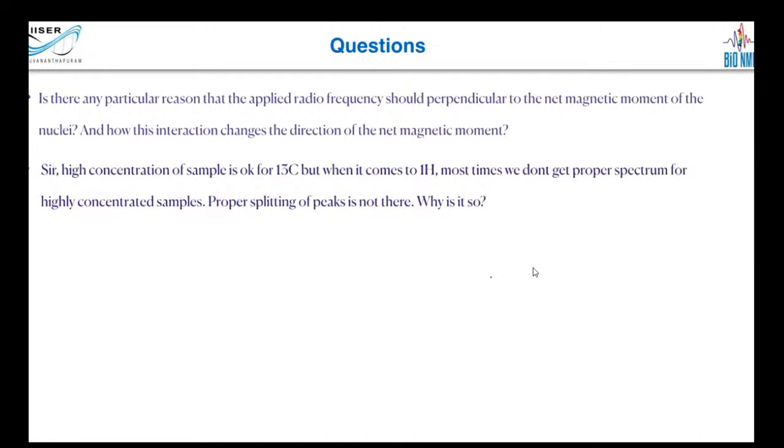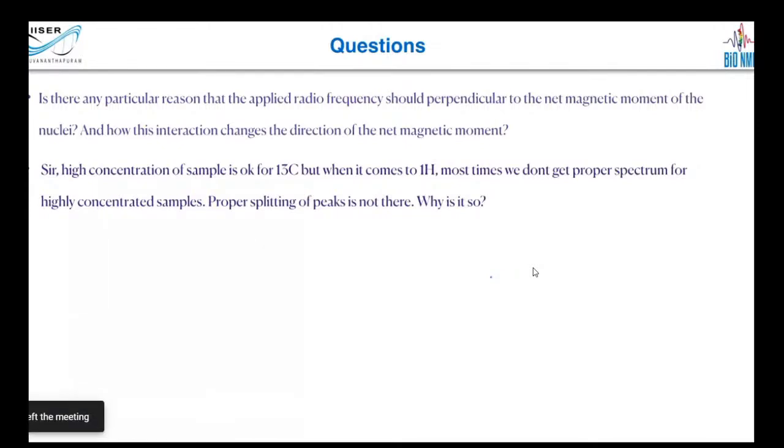The next question: a high concentration sample is okay for 13C when it comes to 1H. Most times we don't get a proper spectrum for highly concentrated samples. Proper splitting of peaks is not there. Why is it so? Now, the high concentration sample is okay, so he or she understands why we require high concentration, but we don't get a proper spectrum even for a highly concentrated sample. There can be many reasons.